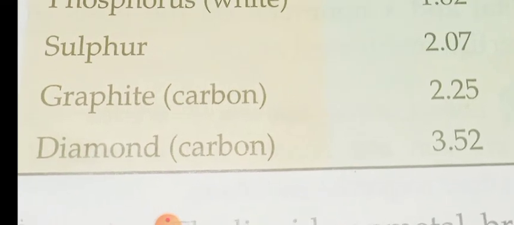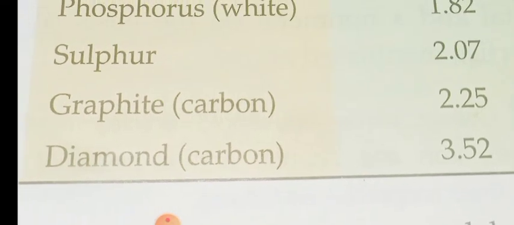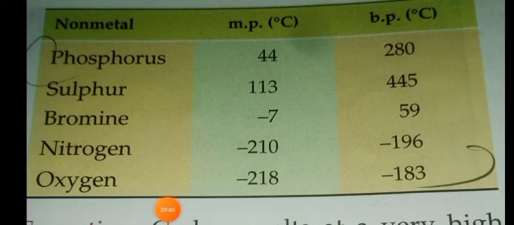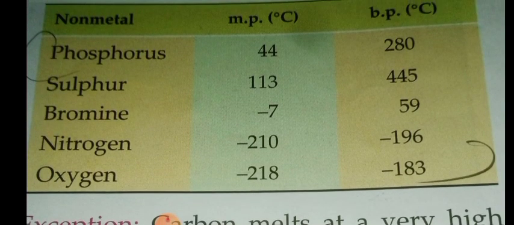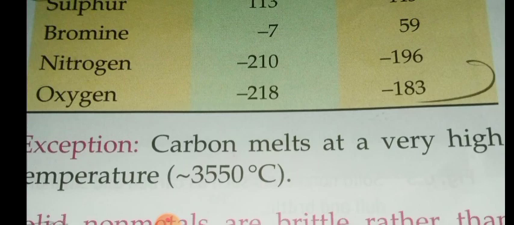Then what about the next property? The next property is that they have low melting point and low boiling point. Here the melting points and boiling points of some of the non-metals are discussed, so go through that. Some non-metals have melting and boiling points even at negative degrees Celsius. So they have low melting and boiling points. The exceptional case here is carbon. Carbon melts only at a high temperature, approximately 3550 degrees Celsius.